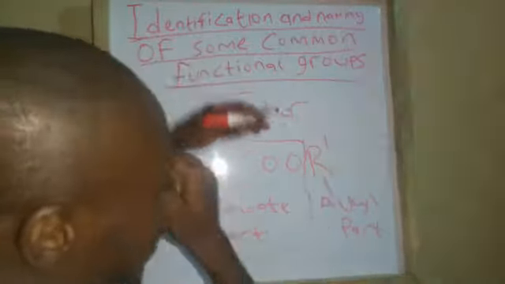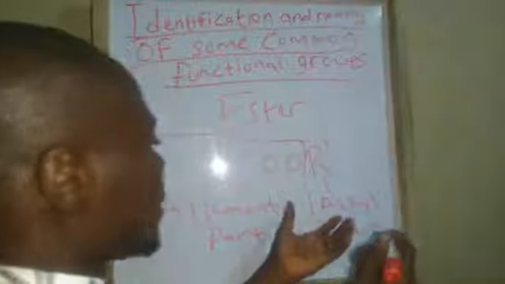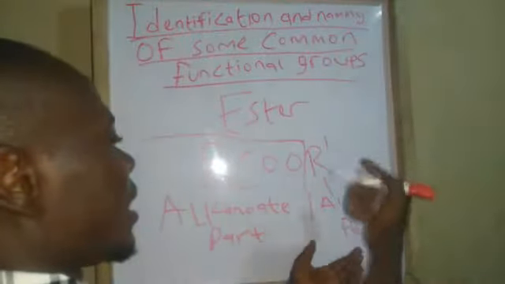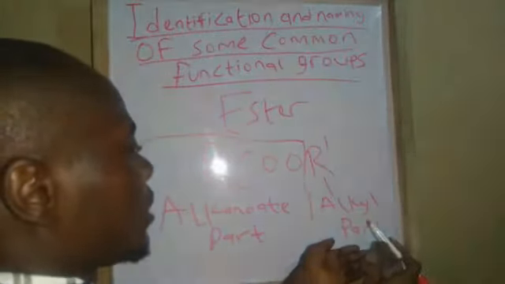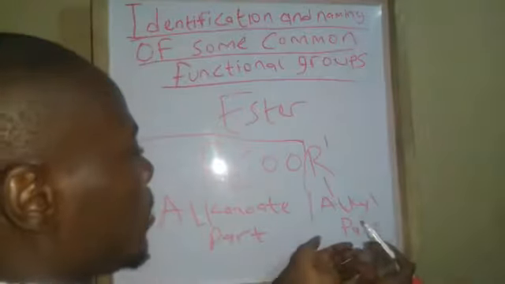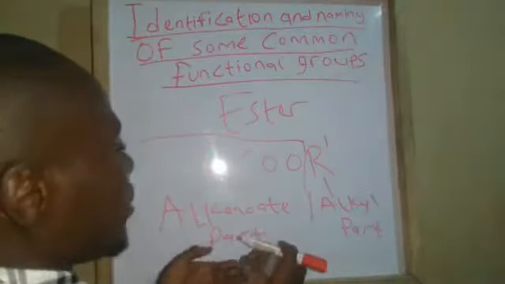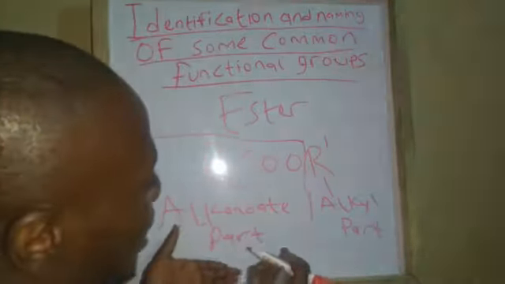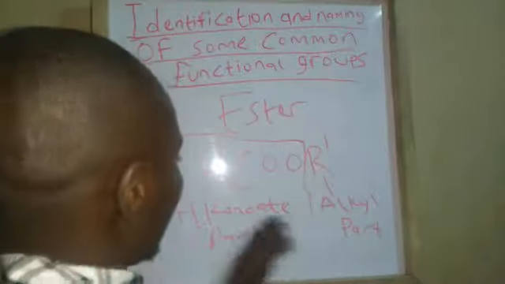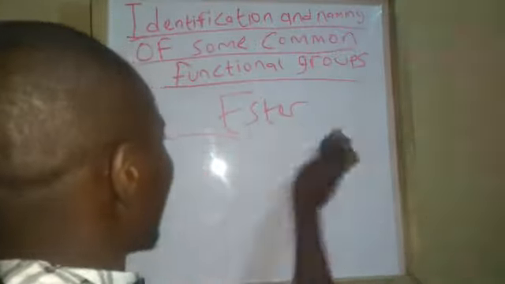Now let's go. You use this when you are naming the esters. Just like the ether, you name their alkyl part first. Are you getting it? You name the alkyl part first, then you name the alkanoate part. The alkanoate part follows. So let's go. I will illustrate it.